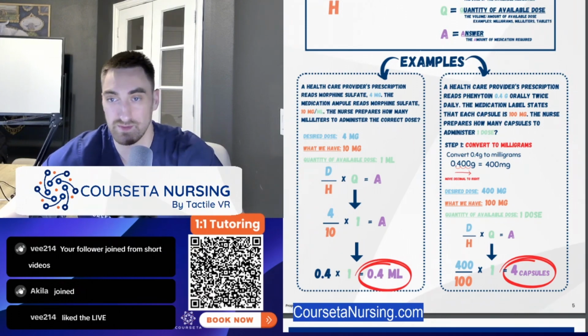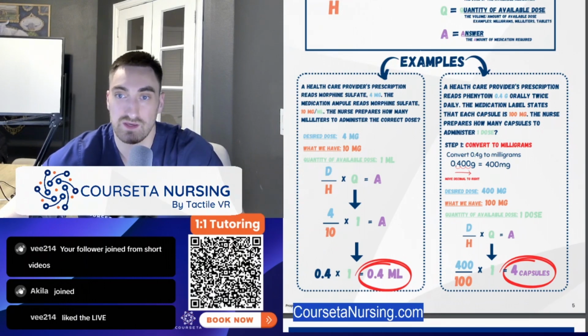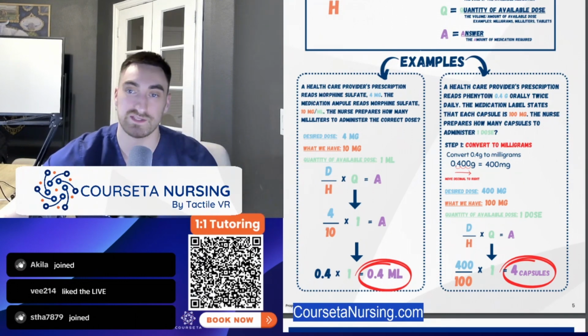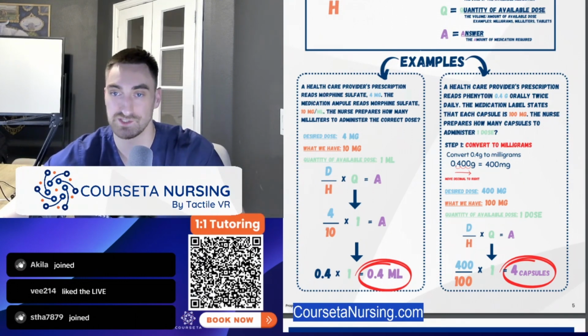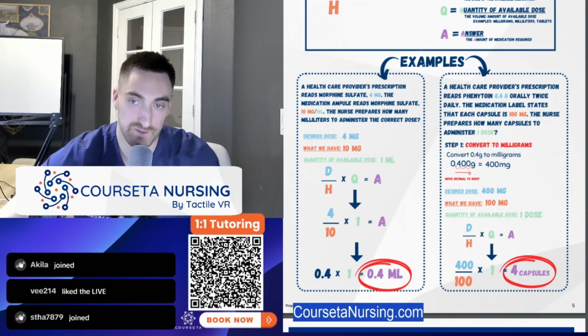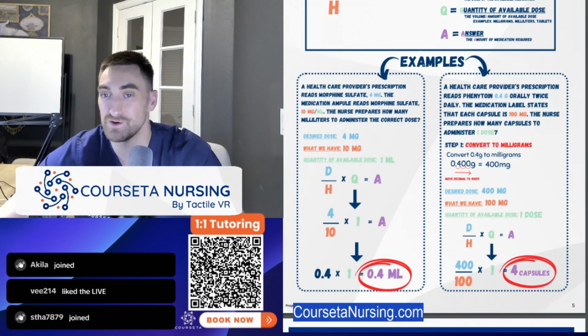Of course, step number 1 is always to convert your metrics. In this case, what does the physician want? That's always the first question. They want 0.4 grams given to the patient. Now your next question is, what do I have? You have a capsule that is 100 milligrams. So you have something in milligrams and they want something in grams. Step number 1, convert to milligrams.